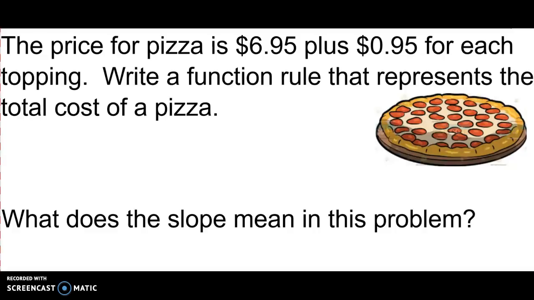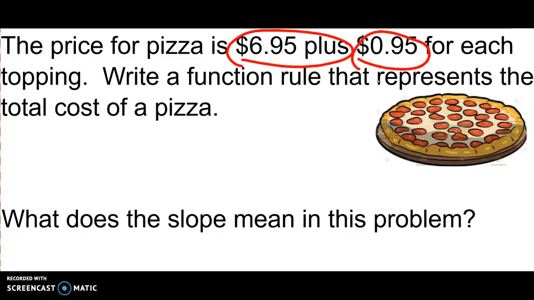Pizza. So the price for pizza is $6.95 plus 95 cents for each topping. Write a function rule that represents the total cost of the pizza. So if I think about this, it's Friday night and you want to buy pizza. So you walk in and you're like, I would like a pizza. And they would tell you that it's $6.95 just for the pizza. And then you're going to add 95 cents for each additional topping.